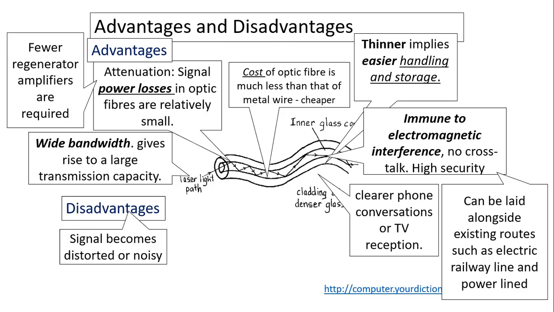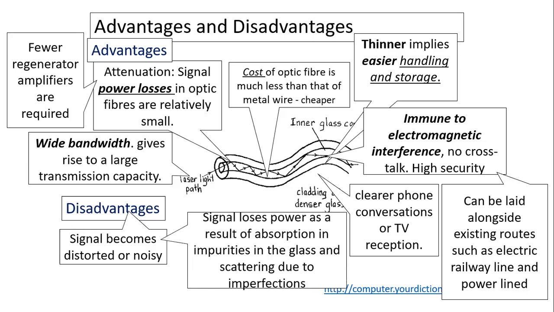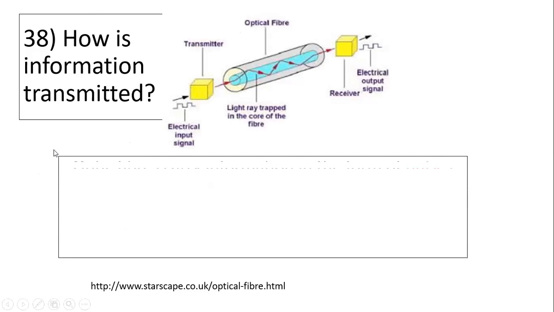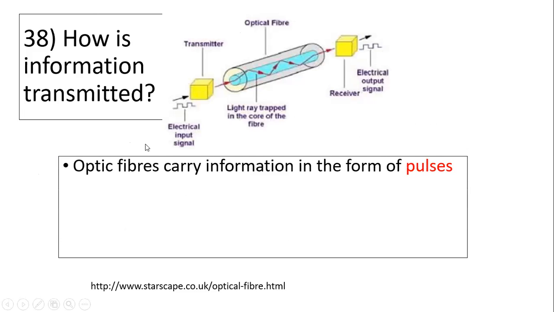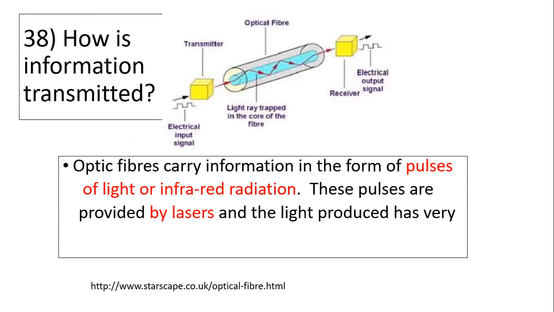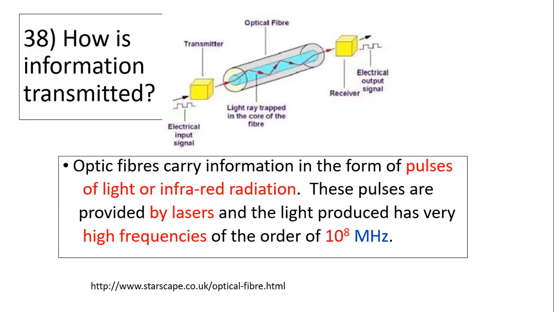Disadvantage, don't need to bother. Right? How information is transmitted. And this is all your info need. Don't need to go too far. Carry information in the form of pulses. Right? That's your signal, your information. Pulses of light or infrared radiation. The pulses are provided by laser, and the light produced has very high frequency of the order of 10 to the power 8 megahertz.